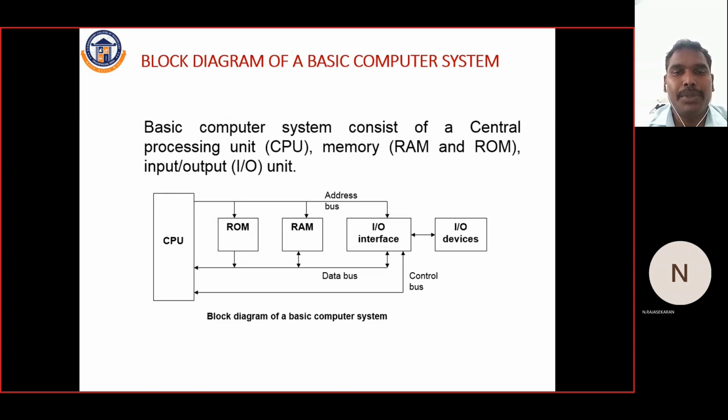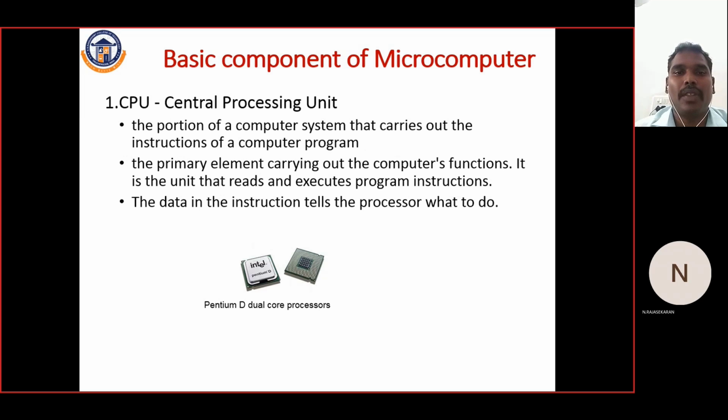The block diagram of a computer system consists of the central processing unit, memory, and input-output unit. The memory consists of two types: one is RAM and another one is ROM. All these memory and I/O interfaces are connected through the address bus and data bus to the CPU.